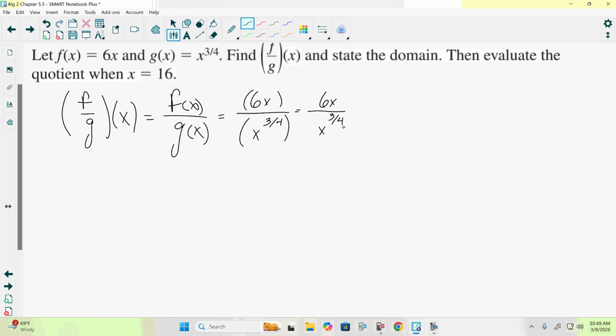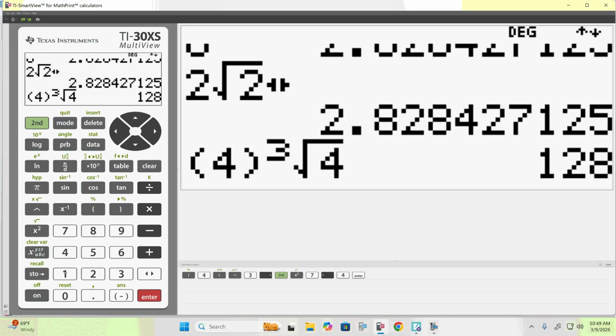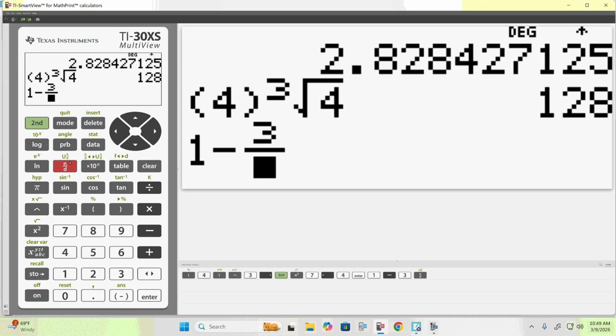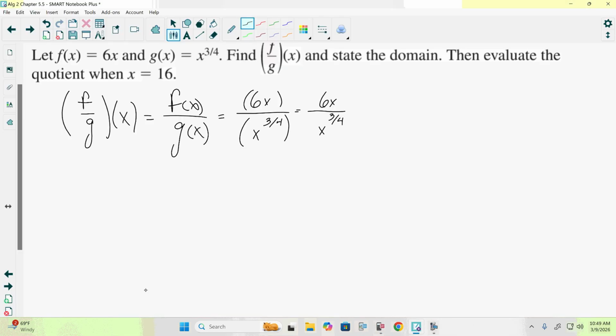Now at this point here, we can simplify, because when we have like bases being divided, the x on top and the x on bottom, we subtract the exponents. Now, even though it's a fraction, it still works the exact same way. Now, the exponent on top is 1. The exponent on bottom is 3/4. So 1 minus 3/4 is 1/4. Is the exponent bigger on top or on bottom? On top, because 1 is going to be bigger than 3/4. So it's going to stay on top. And since there's nothing left on bottom, it's going to be 6x to the 1/4.